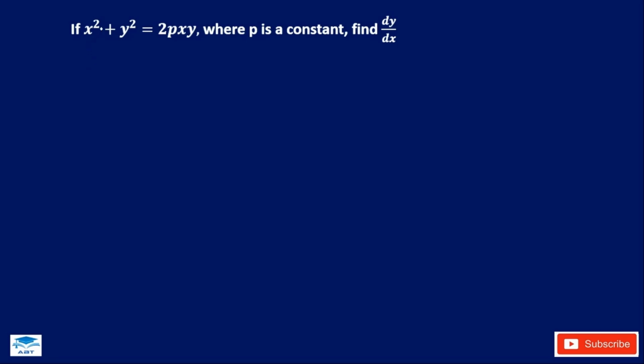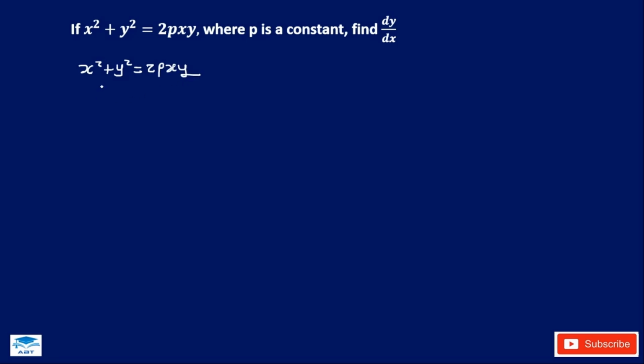Okay, so if x squared plus y squared is equal to 2pxy, where p is a constant, find dy dx. So we have x squared plus y squared is equal to 2pxy.